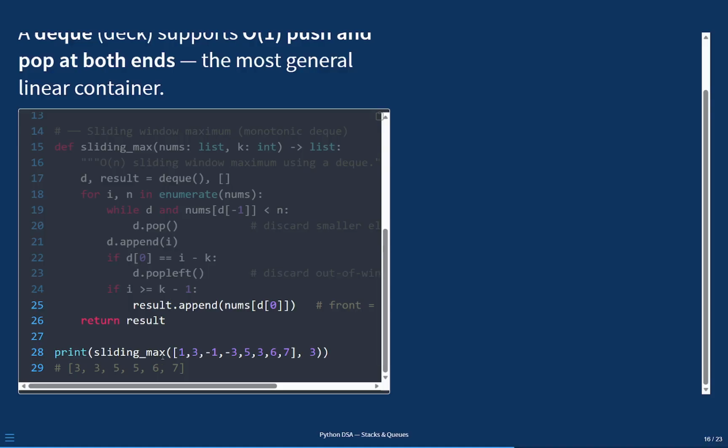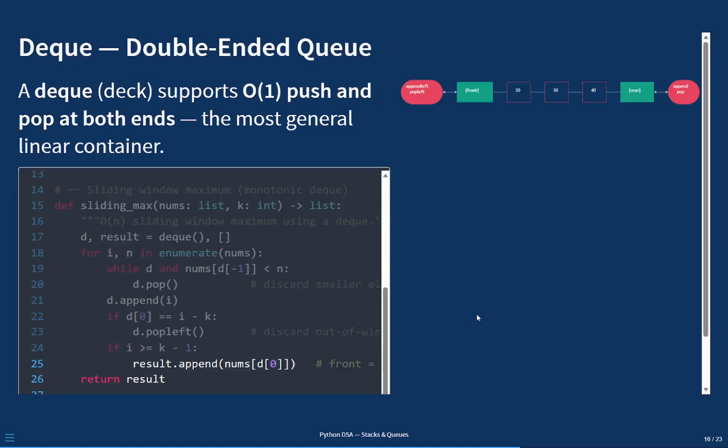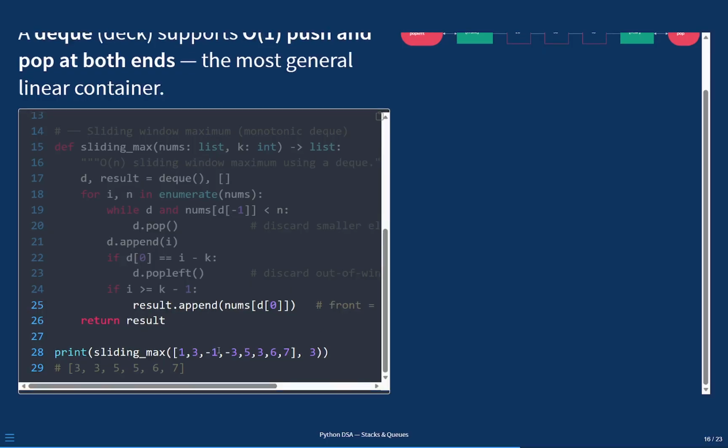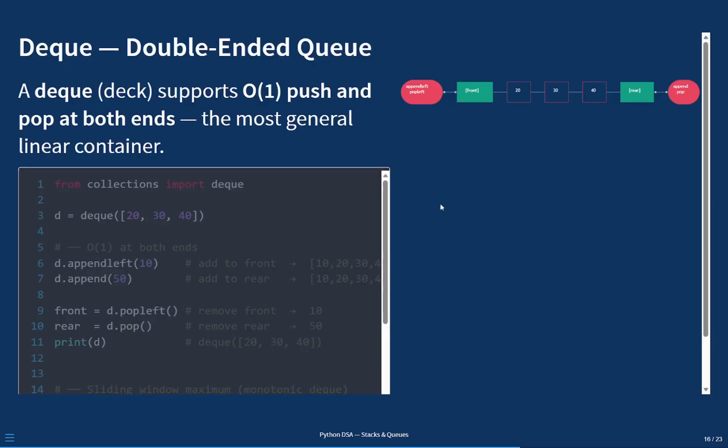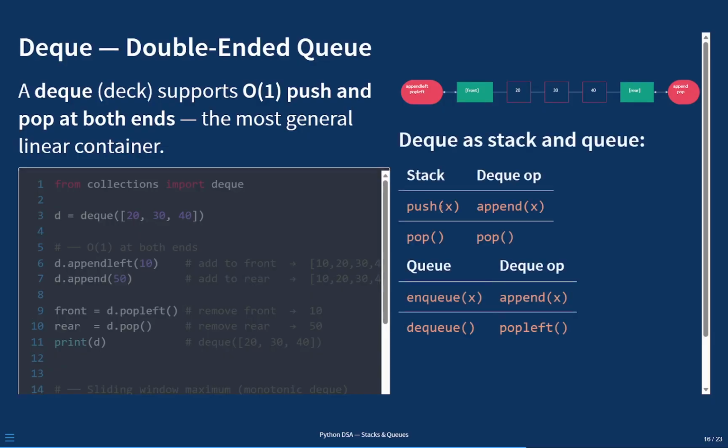The front of the deque is always the index of the current window's maximum. Output: 4, 1, 3, -1, -3, 5, 3, 6, 7, with window size 3: 3, 3, 5, 5, 6, 7. O(n) total, because each element is pushed and popped at most once. Click the diagram and table on the right, which summarize the deque's role as a unified abstraction.